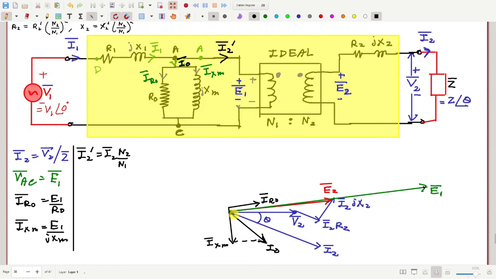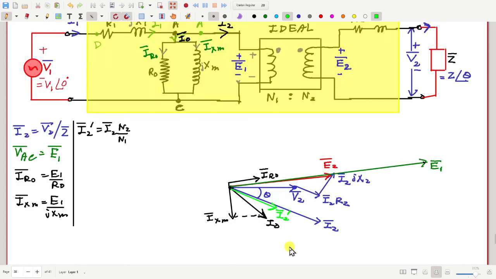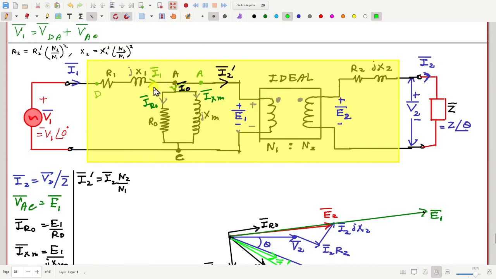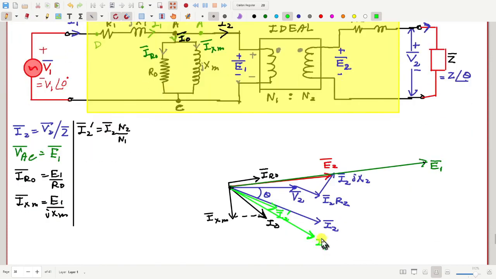Let me use a different color. Suppose this is I2 prime. Now you add this I2 prime and I0. I0 should be much smaller compared to I2 prime, but in my diagram they are almost of same size. So if you add them, this will be the resultant. So this is I1.